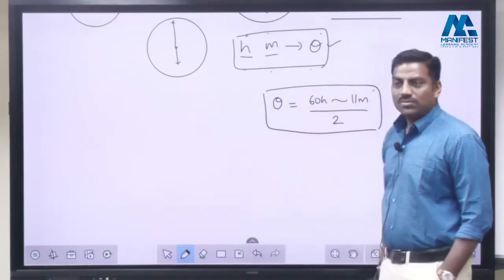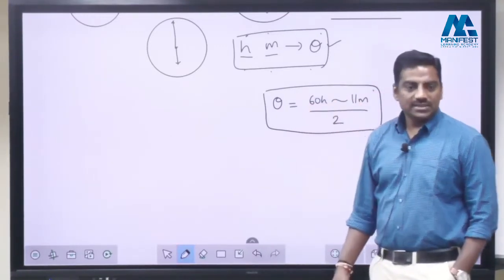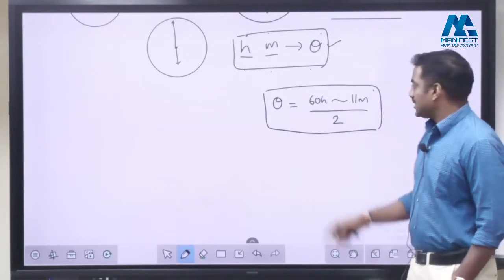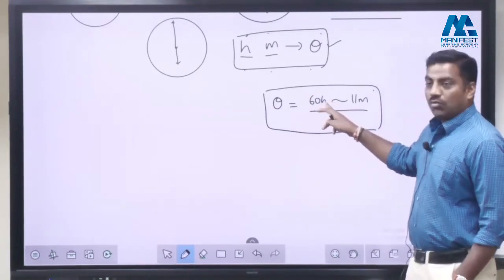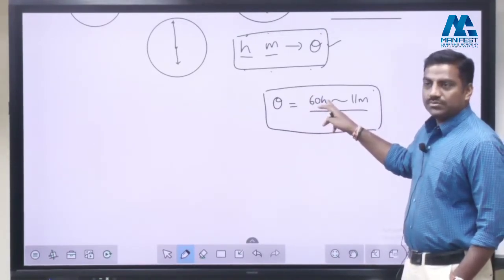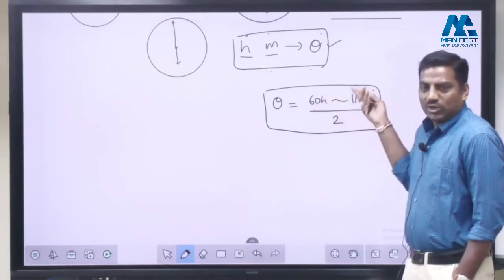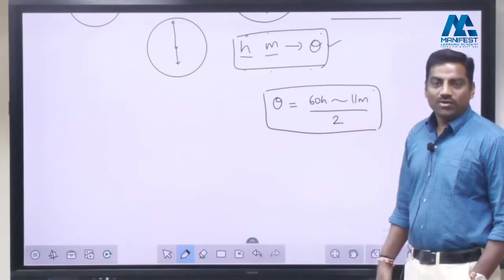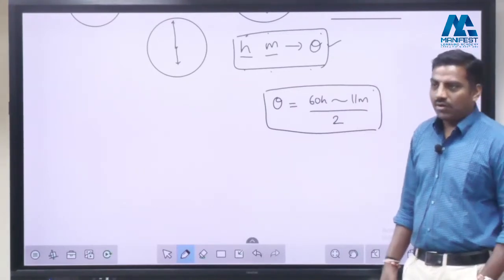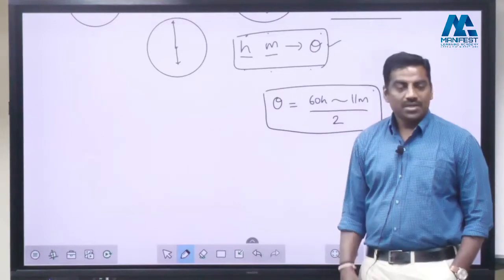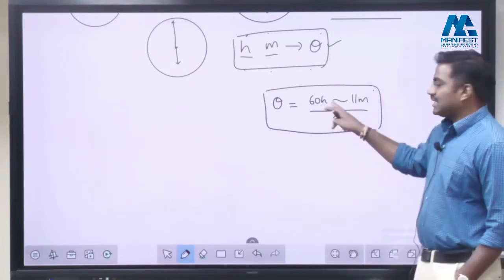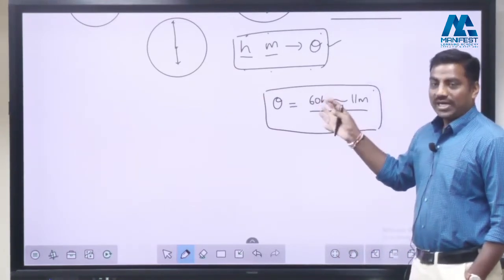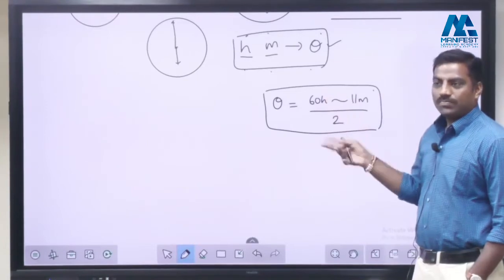So theta is equal to 0. Coming to 6 o'clock. 60H would become 360. Minutes, 0. 360 divided by 2 is 180 degrees, so that is the angle that we have. Coming to 3 o'clock: 60 into 3 is 180, 180 divided by 2.